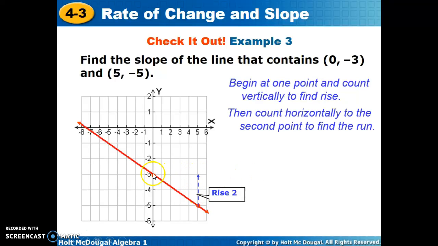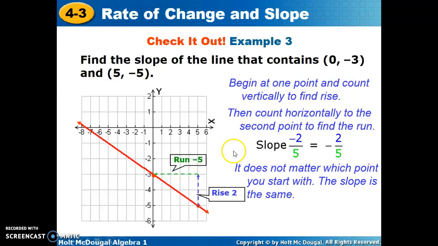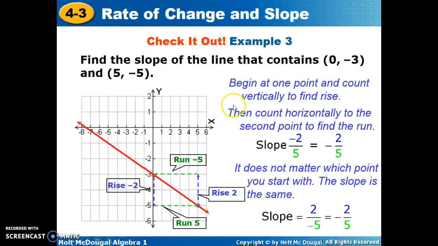And we're going to count the amount of run over to the point. So from point to point on the line, we have a rise of 2 and a run, because we're going backwards, of -5. We're going in the negative x direction. So we have to make sure to indicate that that run is negative. We're going to simplify our slope, -2 over 5. And it doesn't matter which way we start. We can also talk about a rise of -2 over a positive run, giving us the same slope, -2/5.